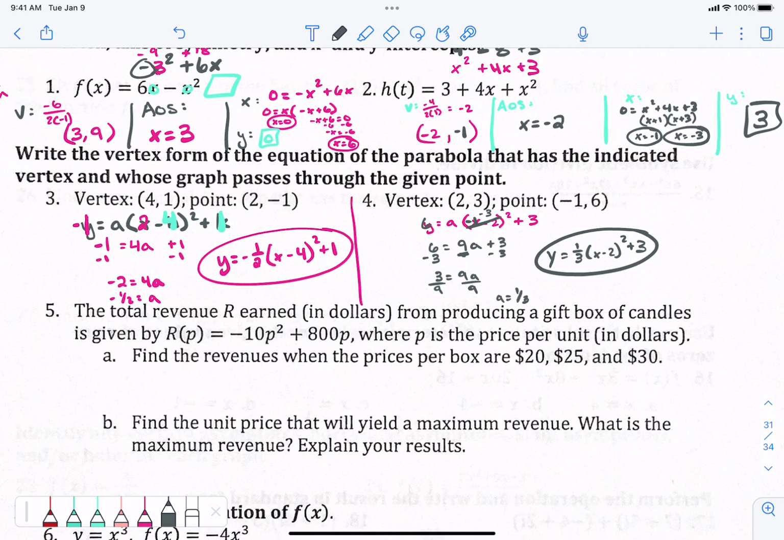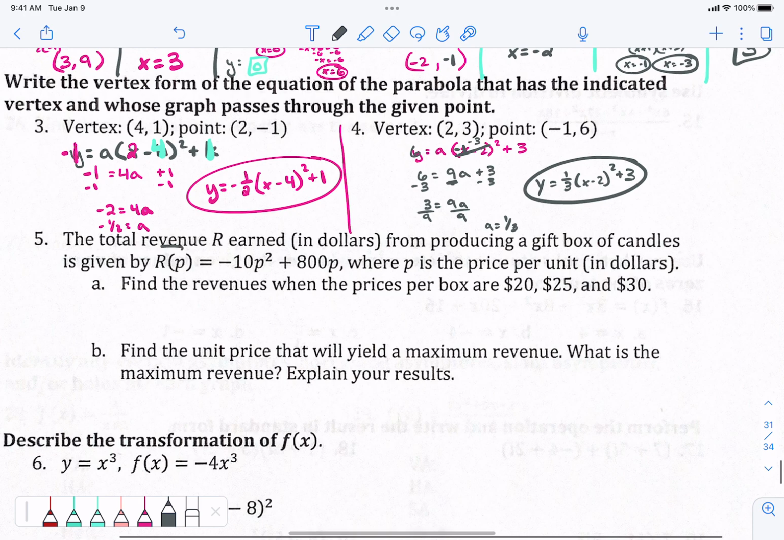Number 5. Are we ready for number 5? Kind of, yeah. Okay, we're talking about revenue. So revenue is this number right here. This is my y coordinate. Y coordinate is revenue. Then it talks about the price per unit. This is the x coordinate. So x is price, y is revenue.